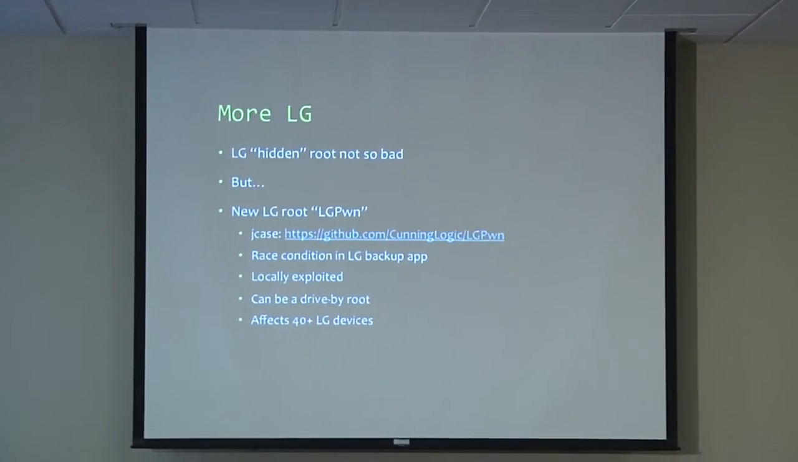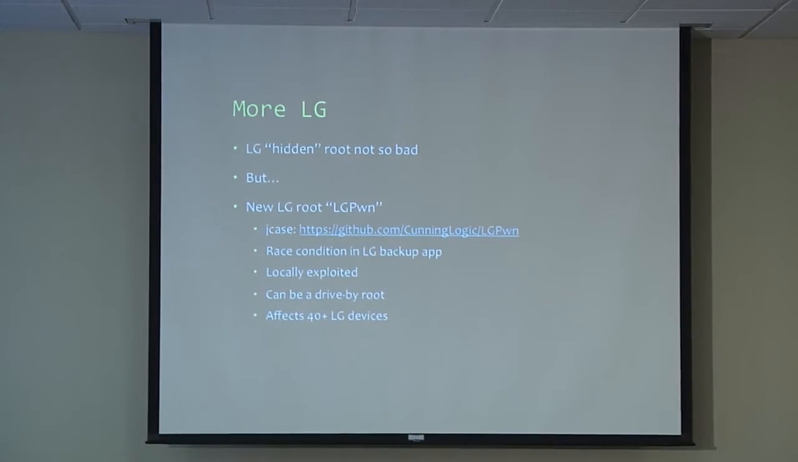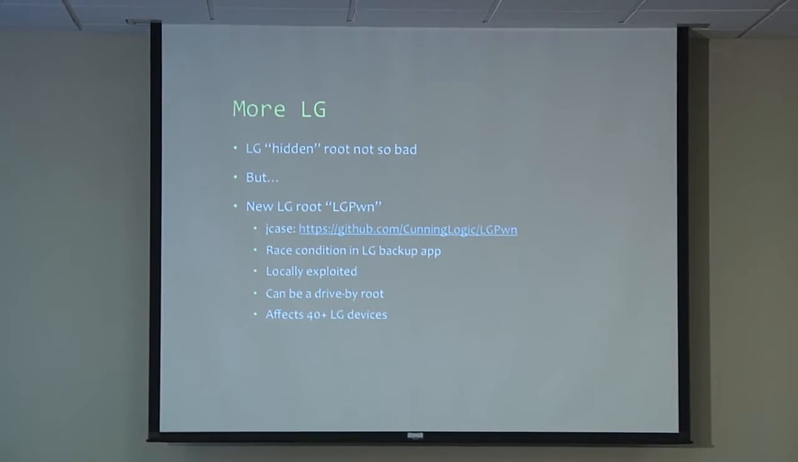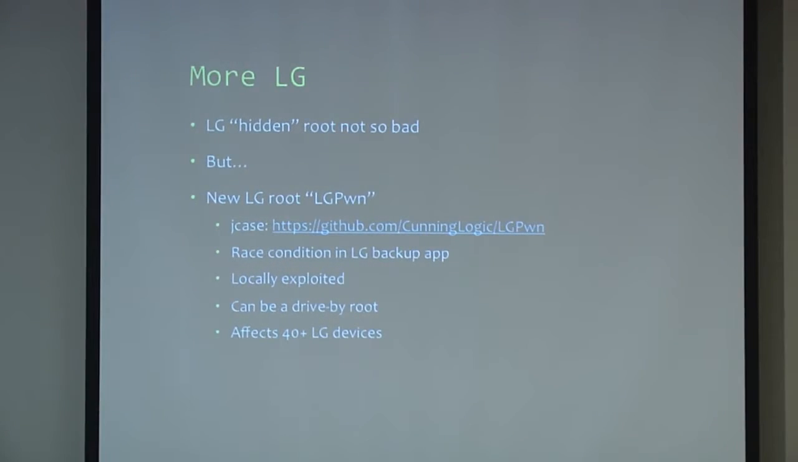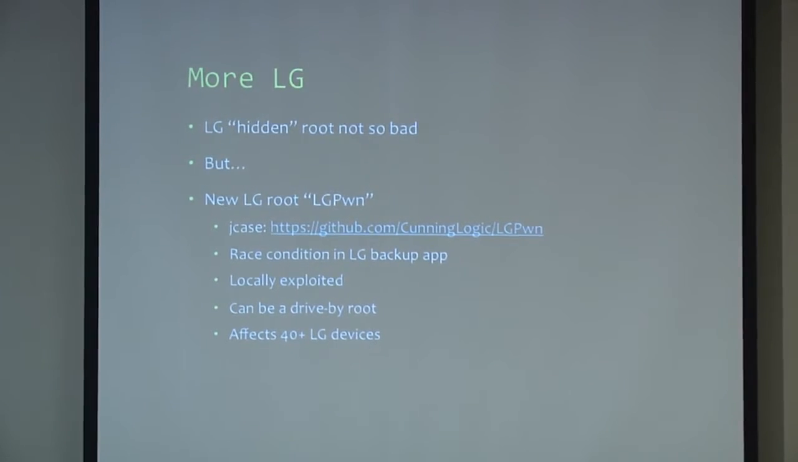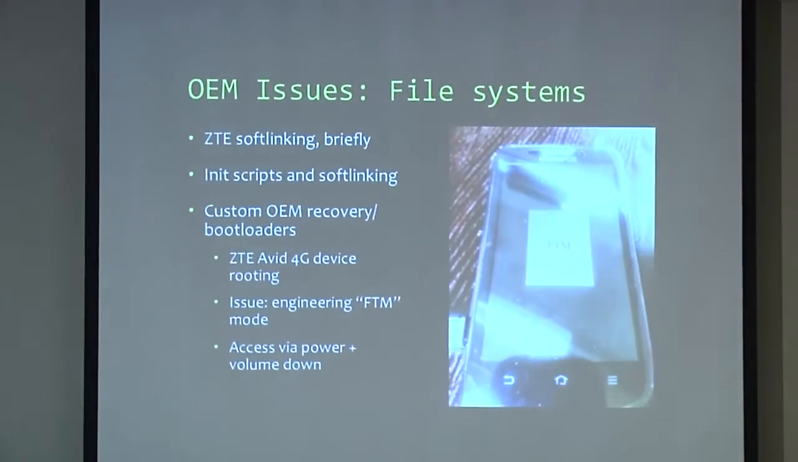There's a new root, I guess this was a couple months ago, by jcase, called LG Pwn. So I'll harp on this later, but LG makes a backup app. This is one of those carrier apps that doesn't need to be on the device because Android does backup, right? There's the Android backup app. So there's a race condition in this app. He was able to locally exploit it. And you could potentially leverage this vulnerability to the point where it's a drive-by root, where if you have access to someone's phone for a minute, you plug it in, you root it, you install whatever you want on it. So this was a really bad one. First one, not so bad. This one was pretty bad.